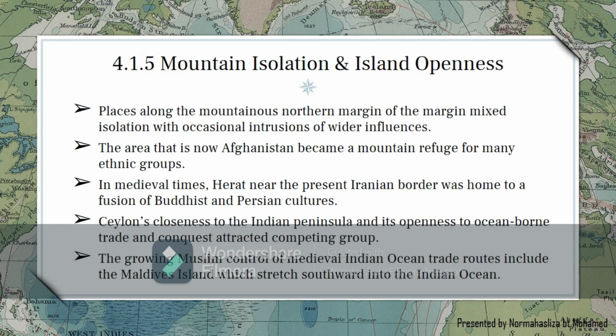In medieval times, Herat, near the present Iranian border, was home to a fusion of Buddhist and Persian cultures that left buildings and statues. Modern Sri Lanka's closeness to the Indian peninsula and its openness to ocean-borne trade and conquest attract competing groups.